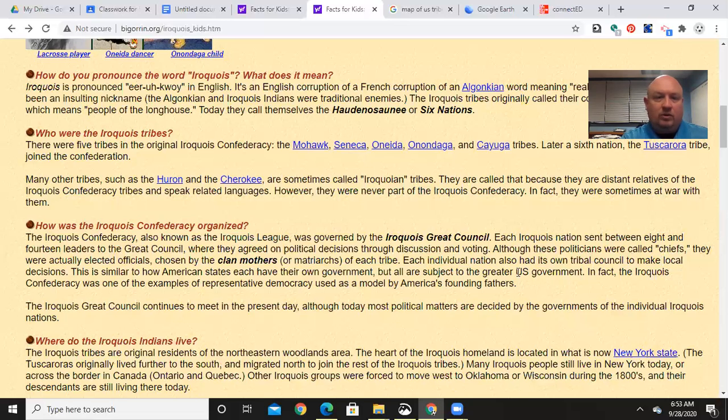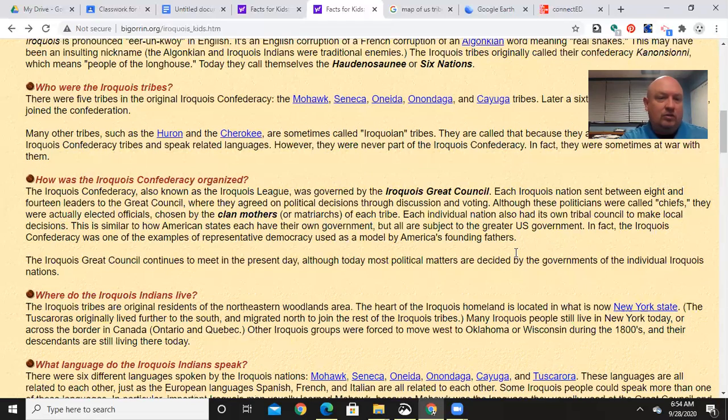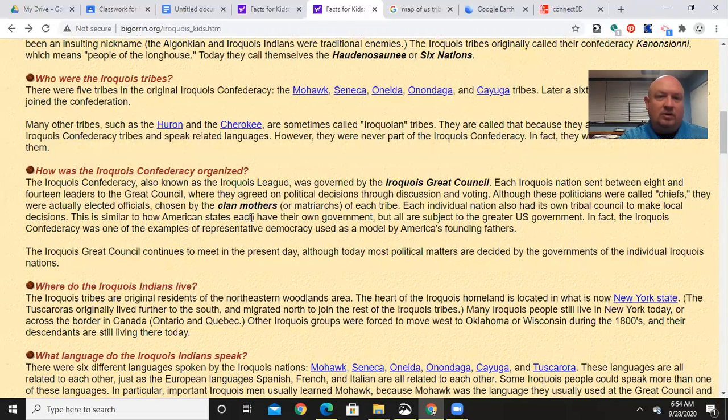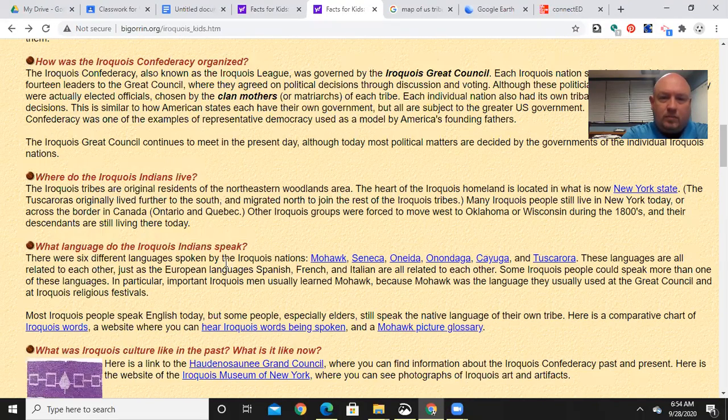Although these politicians were called chiefs, they were actually elected officials chosen by clan mothers of each tribe. Each nation also had its own tribal council to make local decisions. This is similar to how American states each have their own government. And so you can start seeing there are some similarities in government between the Iroquois and us here in Michigan, but also the Iroquois and the system that was eventually adapted and adopted by the United States.